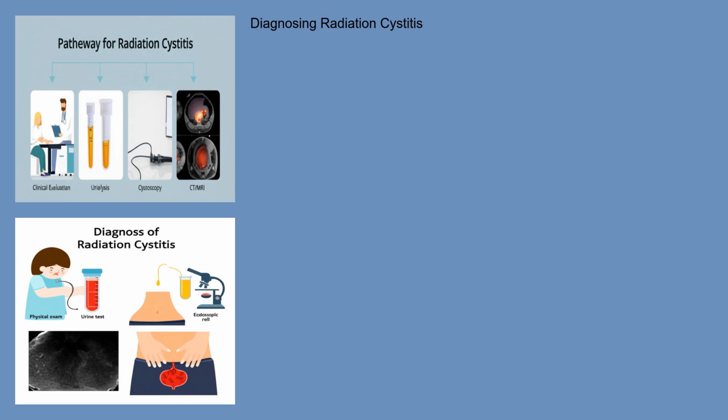A thorough medical history, including details of prior radiation therapy, is essential. Urinalysis is performed to check for blood and infection. Cystoscopy, where a thin, flexible tube with a camera is inserted into the bladder, allows direct visualization of the bladder lining to identify inflammation, ulcers, or other abnormalities. Imaging studies like CT scans or MRIs may be used to rule out other causes of pelvic pain or hematuria, and to assess the overall condition of the bladder and surrounding tissues.